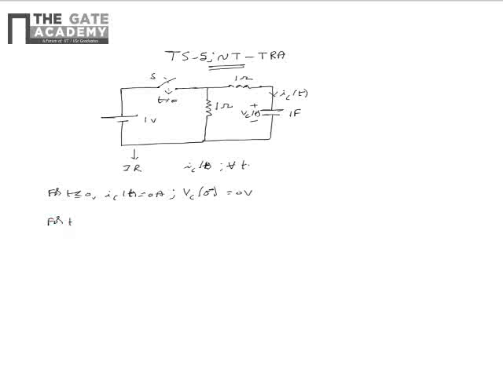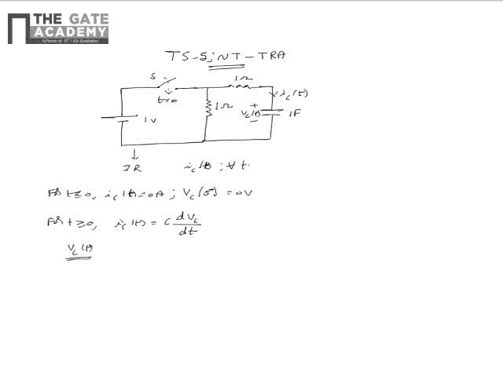Now let us analyze the circuit for t greater than or equal to 0. So for t greater than or equal to 0, we need to find IC of t, which can be expressed as C into dVc by dt. So first let us find Vc of t.